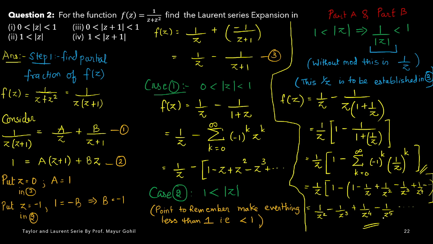Okay, so here are the two cases that, as I had promised you in this video, we will see. Understand this very carefully, that what we need in this question is when the region that is given to us is 0 less than mod z less than 1, and 1 less than mod z. In these two cases I have discussed.